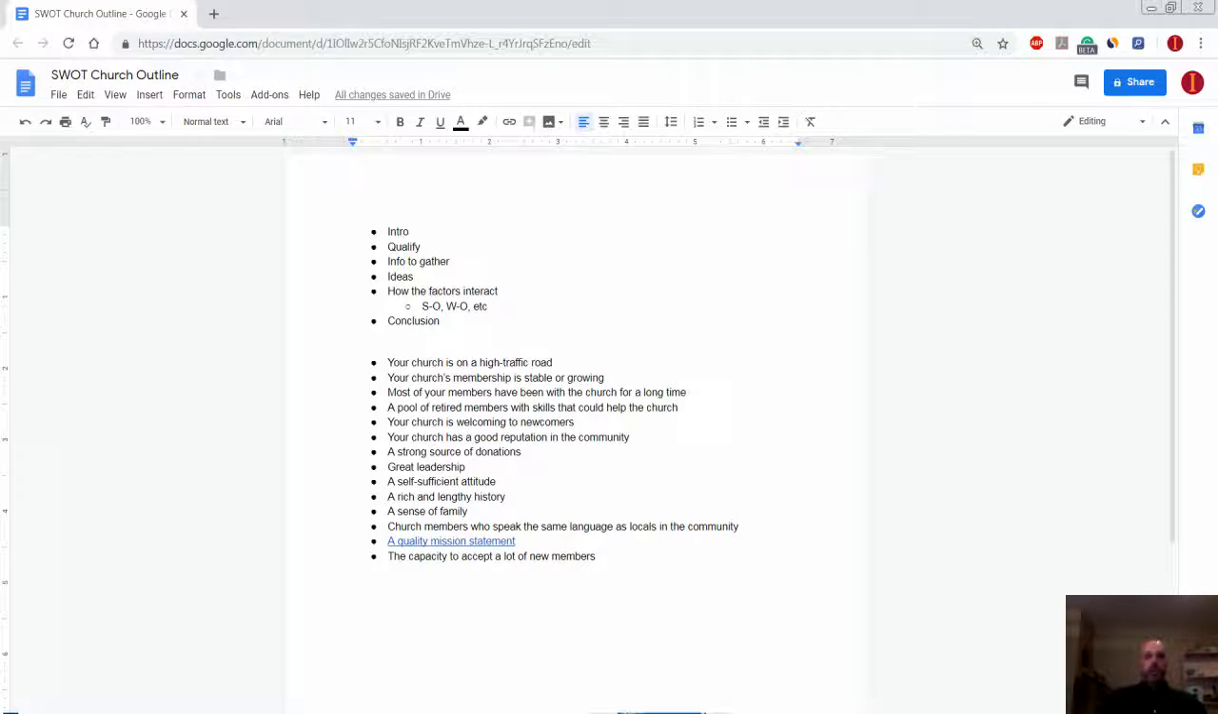Okay, your church has a good reputation in the community. Strong source of donations. For better or worse, money's got to keep coming in the door, okay, in order to keep the lights on and doors open. Great leadership. That's always a strength, because the opposite is certainly a weakness. So, a self-sufficient attitude. Rich and lengthy history could be considered a strength.